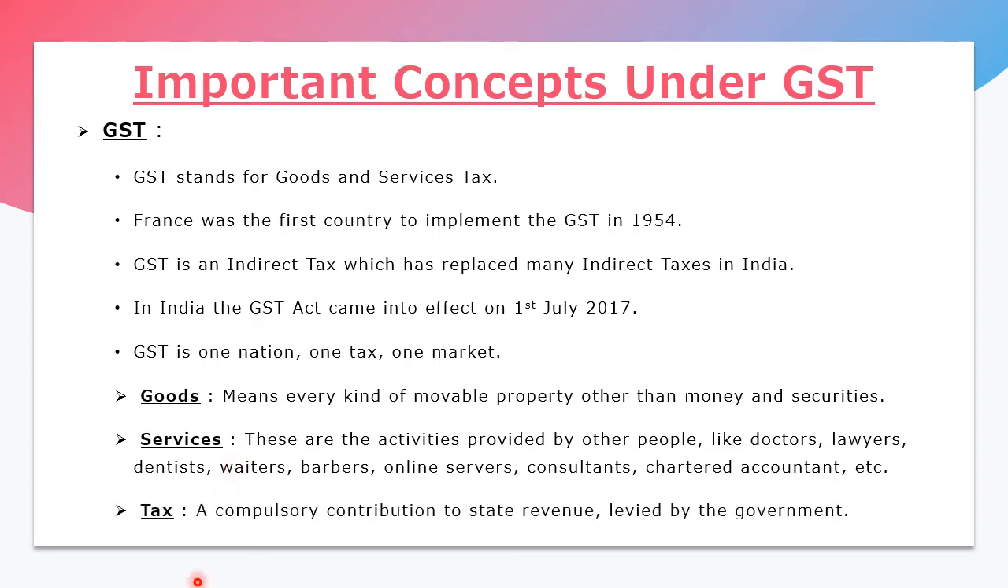Then next is what? Tax. Compulsory contribution to state revenue levied by the government. Compulsory. Now tax is what? Compulsory thing. Means you have to pay. No one can deny the tax. सबको टैक्स पे करना कंपलसरी होता है. ऐसा नहीं होता है कि आप बार्गेन करोगे कि मुझे टैक्स नहीं चाहिए, आप ये टैक्स कट करो. No, it is not possible, right?